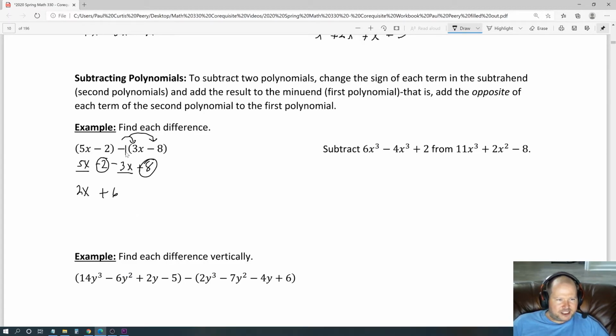Another way of looking at it is just flip all the signs inside, right? Positive 3x turned into negative 3x, negative 8 turned into positive 8, right? So either think of it as distributing a negative 1 or just flipping all the signs. You get the same result either way, whichever makes more sense to you.